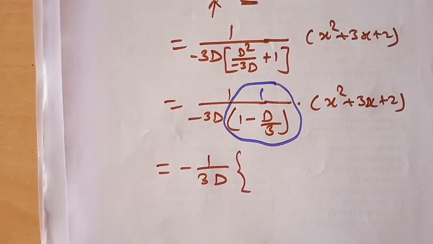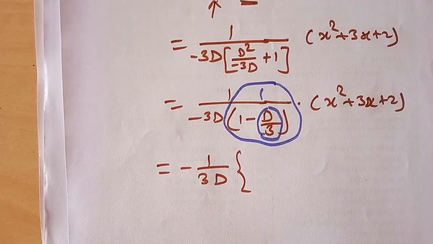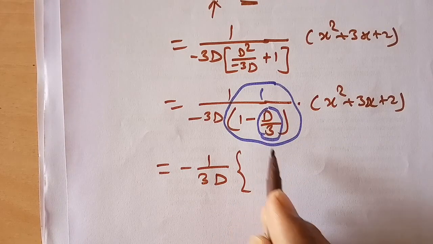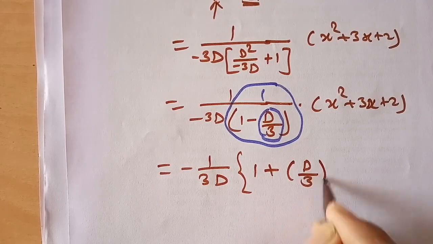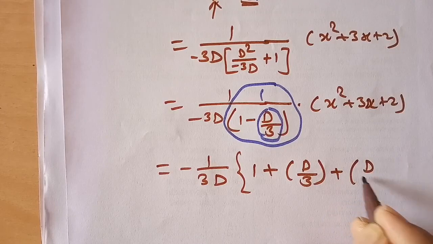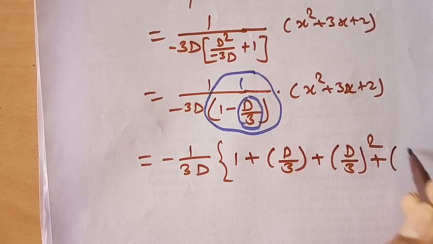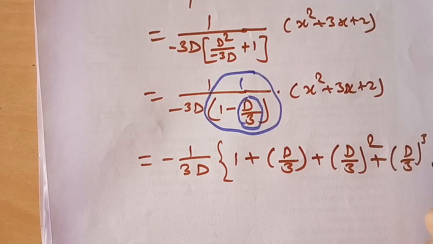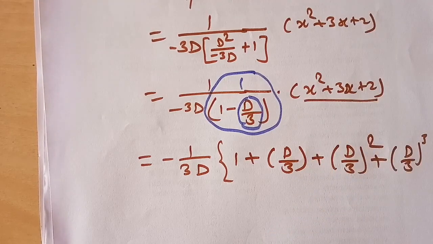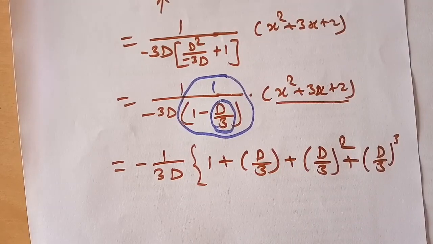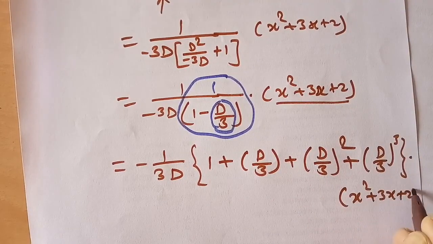I will suppose this is just like 1 divided by 1 minus z, where z is our total term, d by 3. And here it is 1 plus d divided by 3 plus d divided by 3 whole square plus another term, d divided by 3 whole cube. Here d cube, and we know this is second order, so the third derivative becomes 0. Therefore, I am not taking higher terms, into x square plus 3x plus 2.